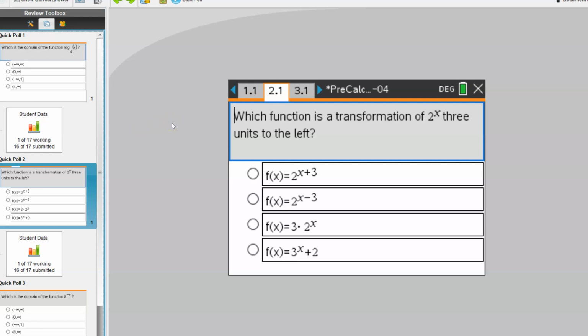All right. Which function is a transformation of 2 to the x, 3 units to the left? So if I wanted to go 3 units to the left, do I multiply? Oh my gosh, I even changed the base. This is a base of 3. That's not even a transformation. I just put 3 and 2 in there randomly. Second thing. Okay, so what does this 3 in front do?